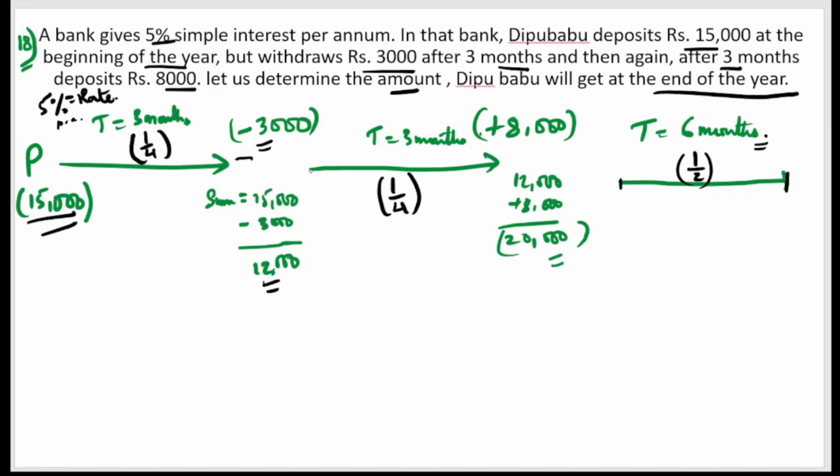अब त्यो 12,000 rupees that is there for next 3 months. Again after this 3 months he deposits 8,000 rupees. Now the money will be 20,000 rupees. And in 1 year 6 months त गइसक्यो, 3 plus 3, अब रह्यो 6 months. So that 20,000 will be there in the bank for 6 months.